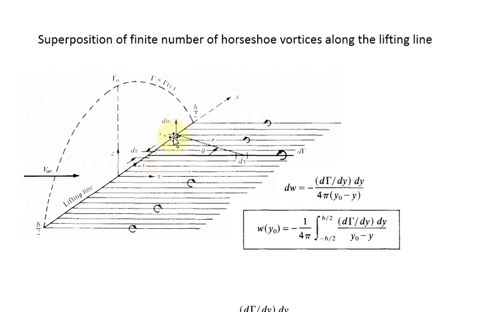This is a very critical slide, so we have to make it very clear. I am taking that element dy on the bound vortex. Based on dy I find the trailing vortices. From the trailing vortices I locate one particular point, called y0. The y0 has the downwash dw. Then I need to find the velocity at that particular y0 with the help of the trailing vortices, because only the trailing vortices induce the velocity.